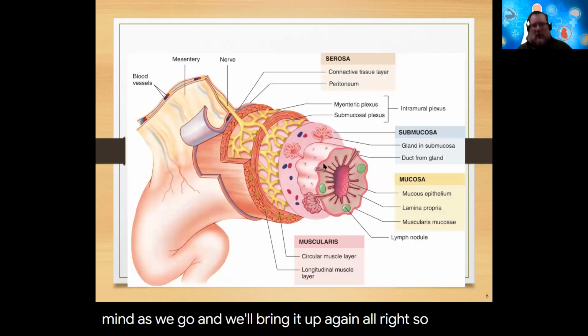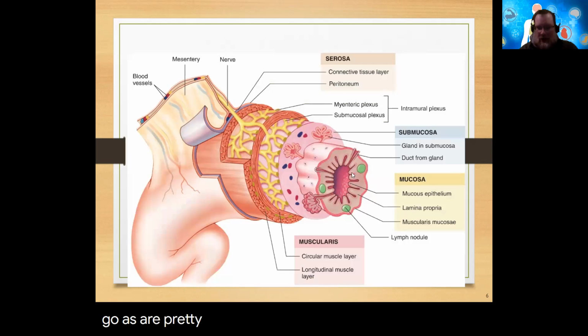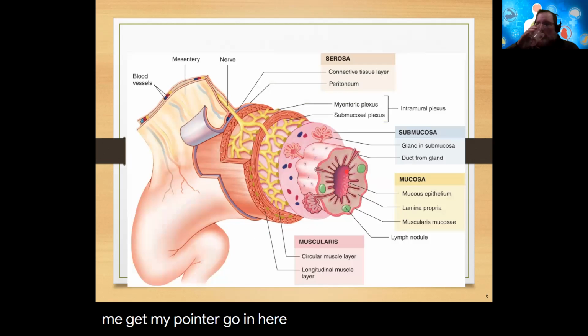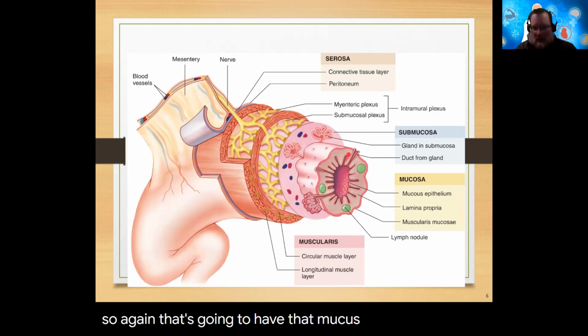All right, so here we go. As our pretty illustration shows, we've got the lumen. Let me get my pointer going here. Okay, so we have our lumen right in the center. Again, that's where the food is going to travel. And that first layer is called the mucosal layer. So again, that's going to have that mucus epithelium. We're going to have some glandular ducts. Here's some lymph nodes as well.